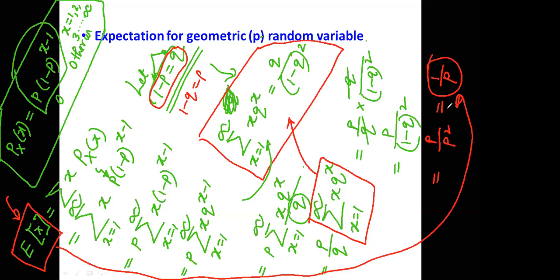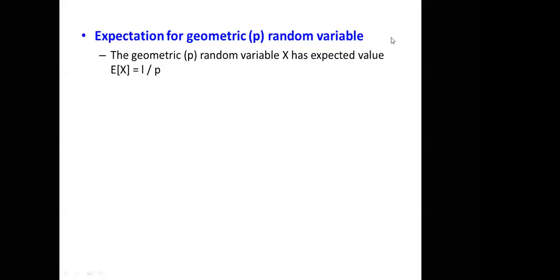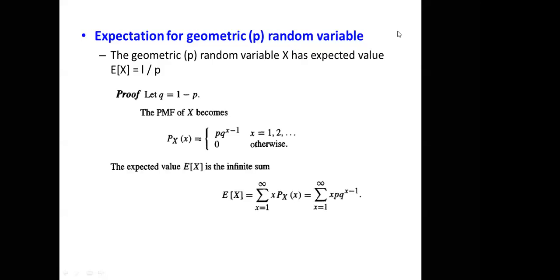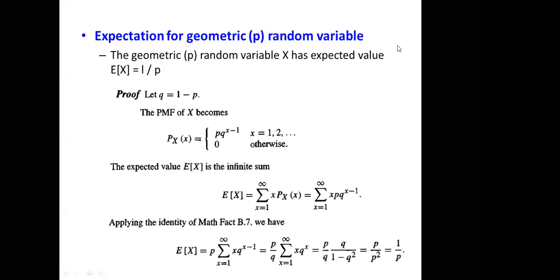Is it okay? And is it clear? Yes, sir. Is there any question? If not, then let's go to the next. Just look at this. The geometric random variable X has expected value E[X] equal to 1 by p. And then they take the proof, make these steps, and ultimately find 1 by p. Okay, so let's go to the next slide.